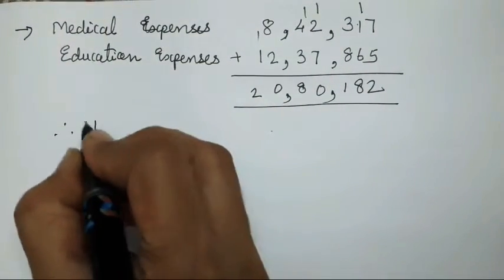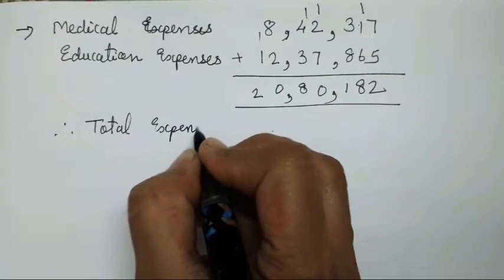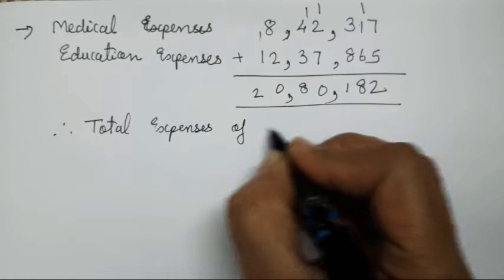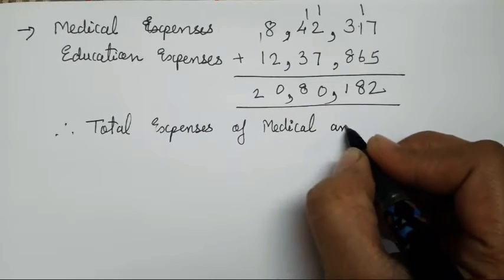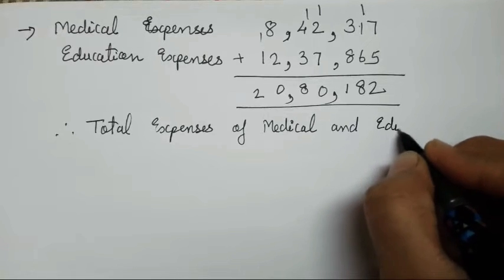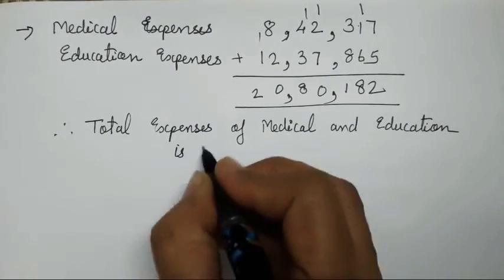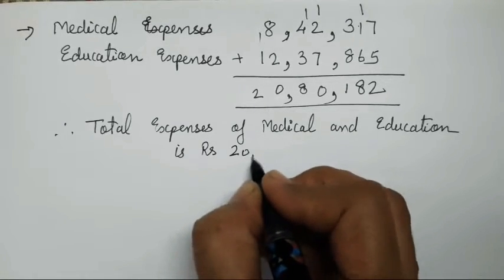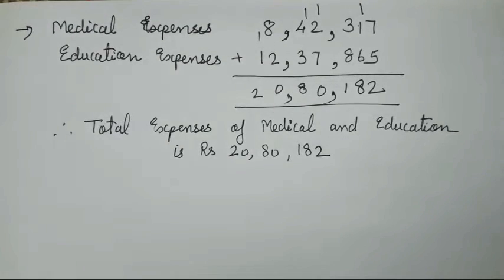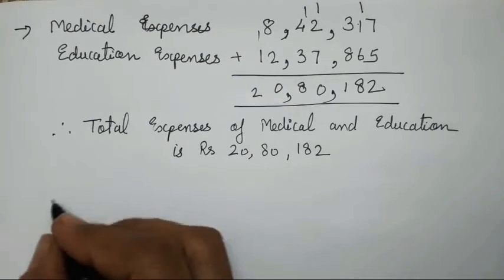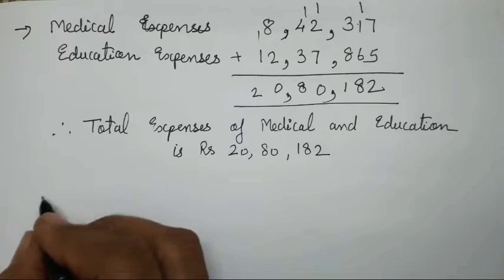So total expenses of medical and education is rupees 20,80,182. Okay, and in the question they had given 25 lakh. Okay, so that you all have to write.